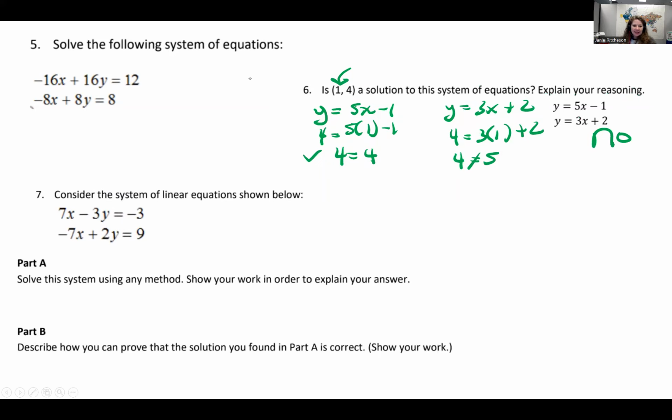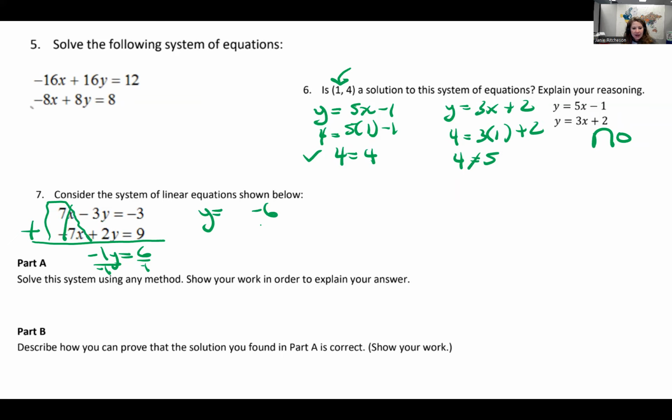All right, let's look at this. Number 7, consider the system of equations. Solve using any method. Since my x's have opposite coefficients, I'm going to use elimination. So my x's are actually gone. Negative 3y combined with 2y is negative 1y. Negative 3 combined with positive 9 is 6. So when I divide both sides by negative 1, y equals negative 6.